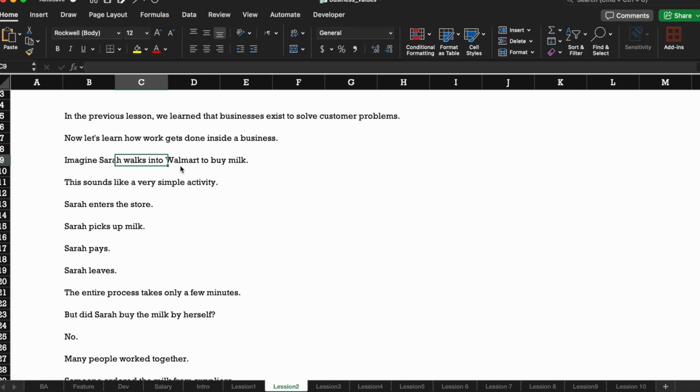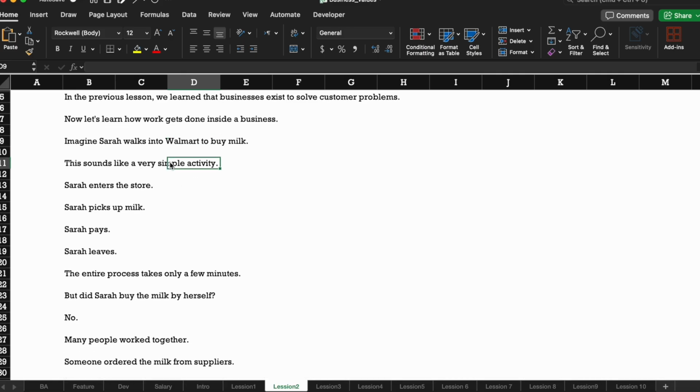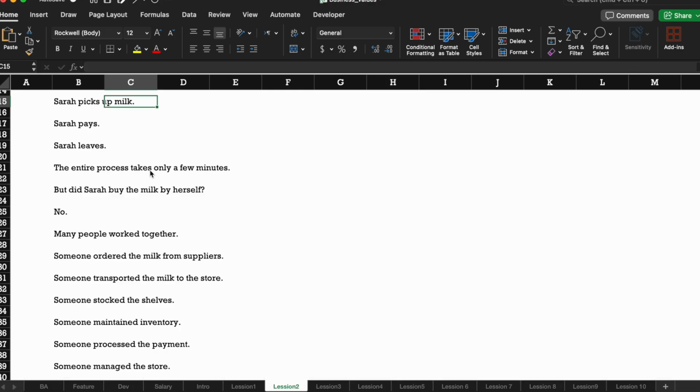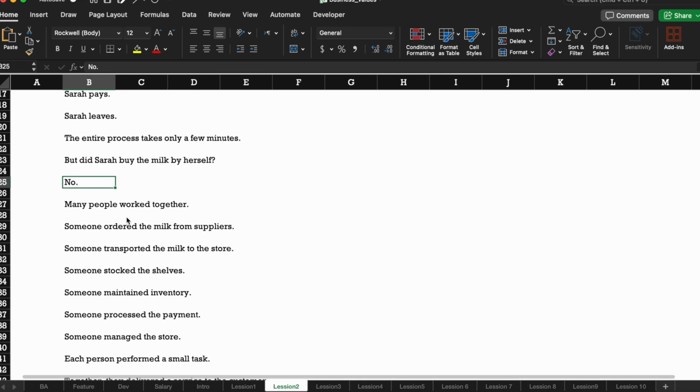Imagine Sarah walks into a Walmart to buy milk. Walmart is a grocery store in Canada. This sounds like a very simple activity, right? Sarah enters the store, picks up milk, pays, and leaves. Why am I documenting this? You'll understand in a few seconds, just listen. The entire process takes only a few minutes. But did Sarah buy the milk by herself? No. Many people work together.